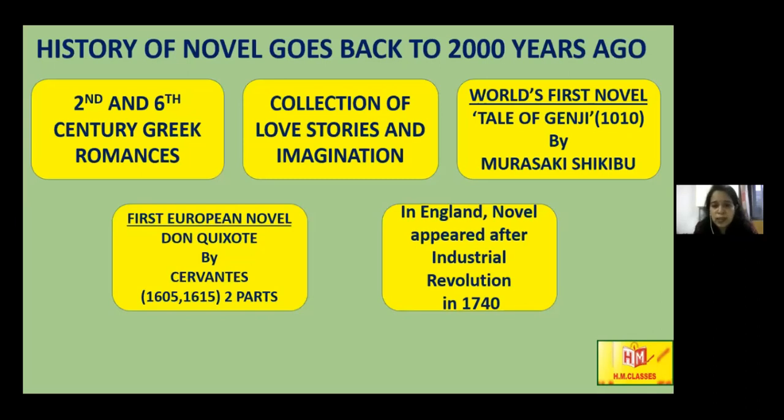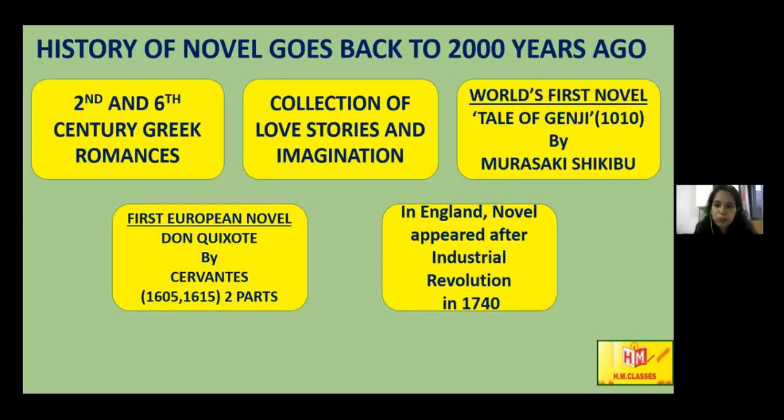Now, the first European novel is Don Quixote by Cervantes, and it was published in two parts. That is why, students, we have two different dates, 1605 and 1615. Even in England, the novel appeared after the Industrial Revolution in 1740. The Industrial Revolution was a time when in England a lot of machines were experimented upon and created. It was an age of machines.